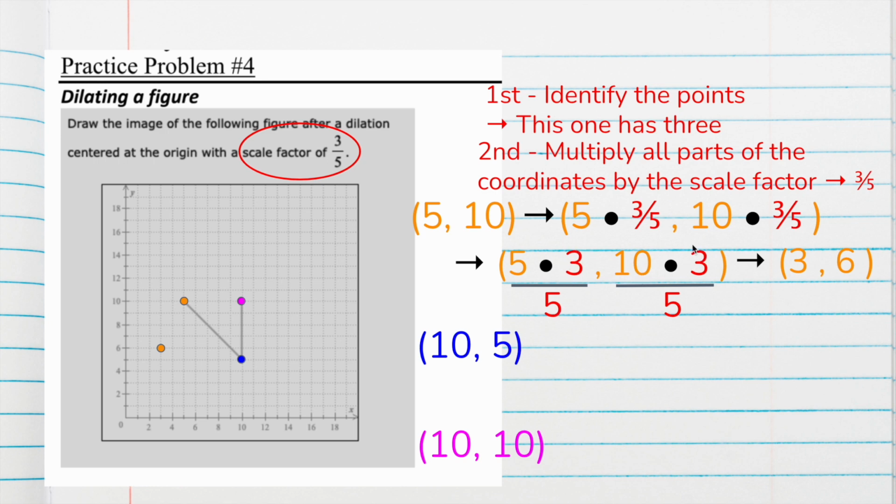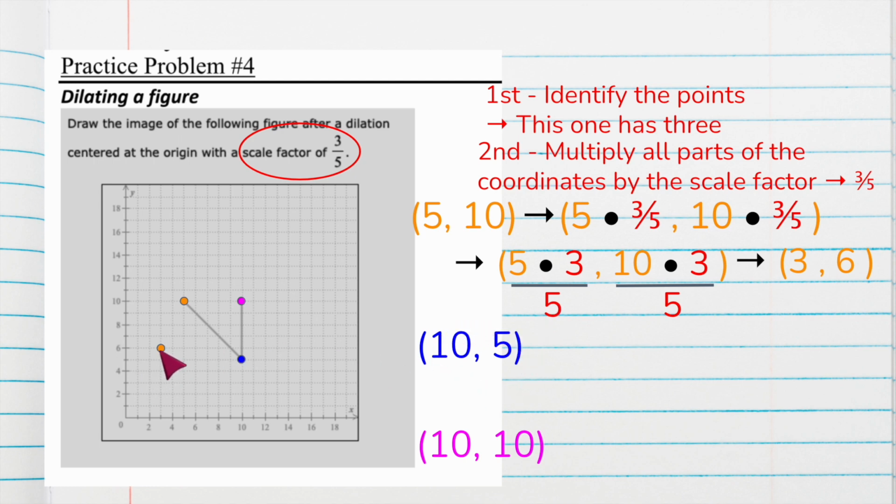And then over here, I can also multiply or cancel, either way. I can go 10 times 3, and that gets me 30, divided by 5 gets me 6. Or I can cancel here, because 10 divided by 5 is 2, so that means I have 2 here, and 2 times 3 is 6. So either way, I'll end up with my pieces here, if I cancel first and multiply, or if I multiply and then divide, okay? So I'm going to do the same thing with my next point.